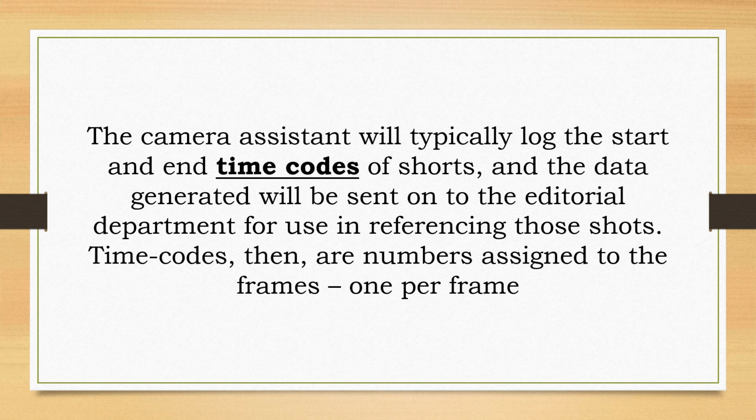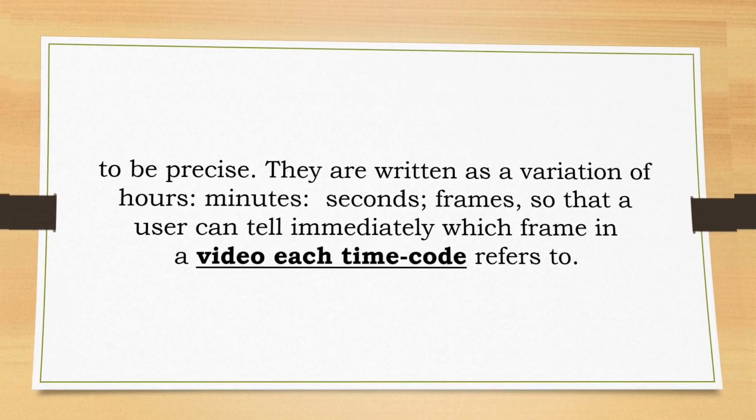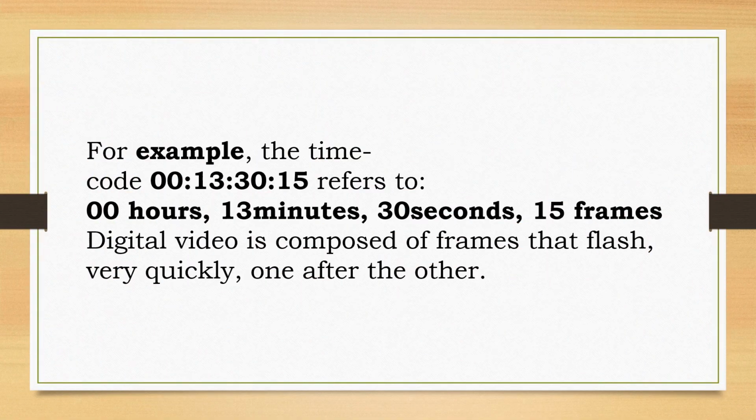Time codes, then, are numbers assigned to the frames, one per frame, to be precise. They are written as a variation of hours, minutes, seconds, frames, so that a user can tell immediately which frame in a video each time code refers to. For example, the time code 00:13:30:15 refers to 00 hours, 13 minutes, 30 seconds, 15 frames.